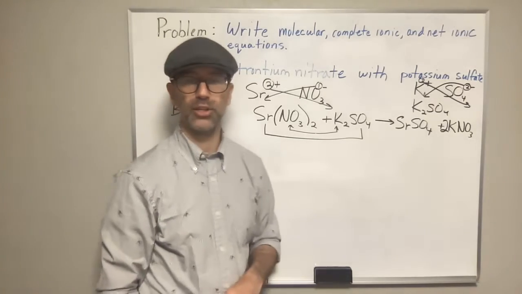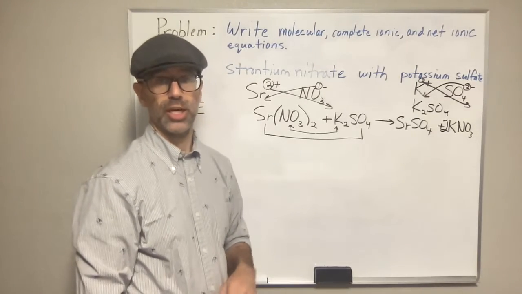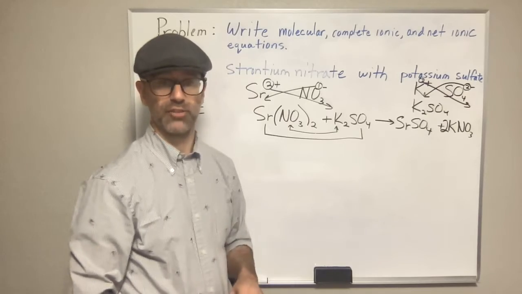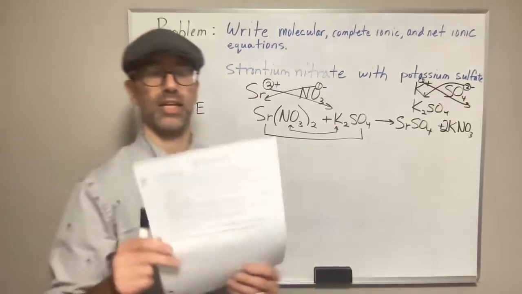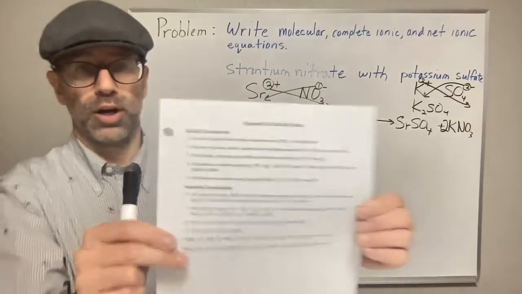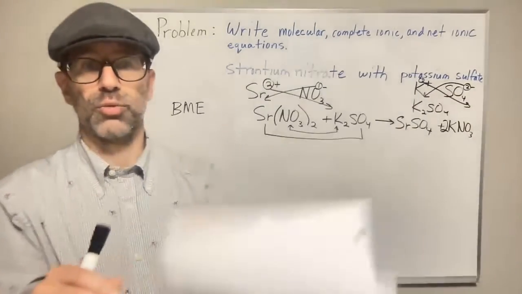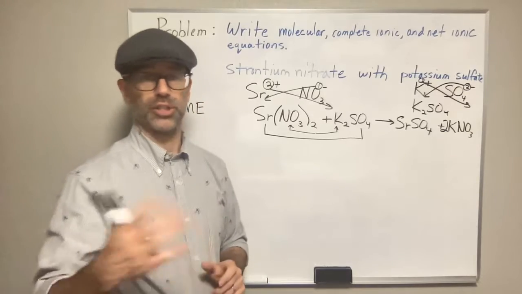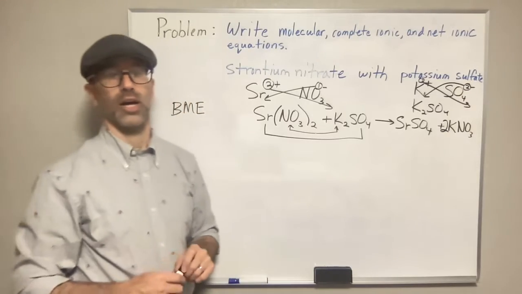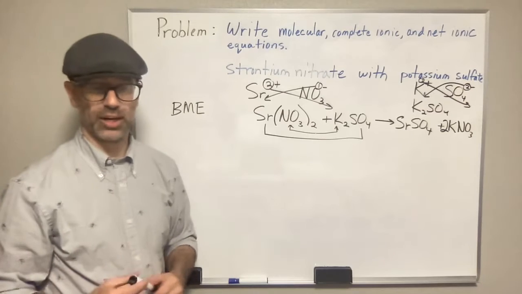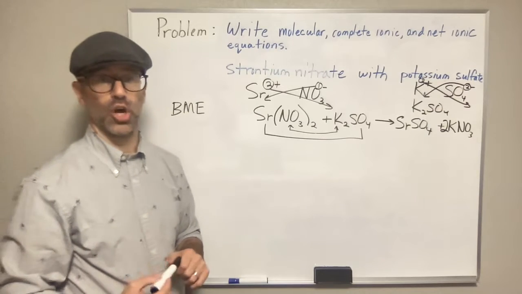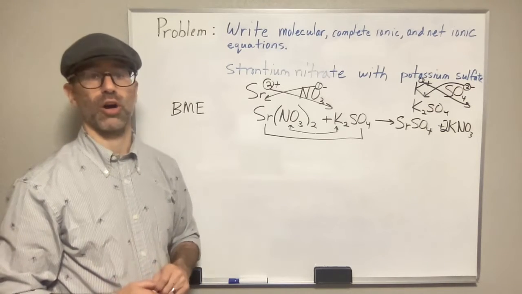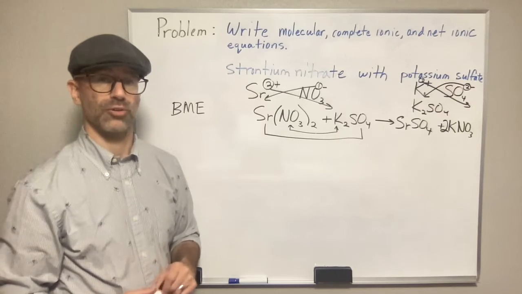Now the last thing I need to do is figure out the states of matter. And what you're going to need here is some sort of solubility rules or a solubility chart. Your teacher probably gave you one, or you can get one easily on the internet. But you're going to need to know the solubility rules or a solubility chart to do that.